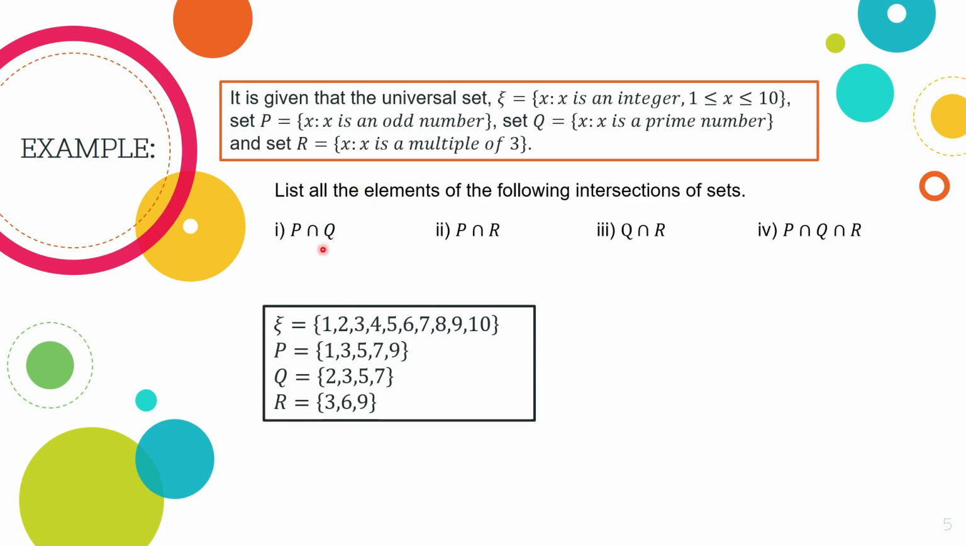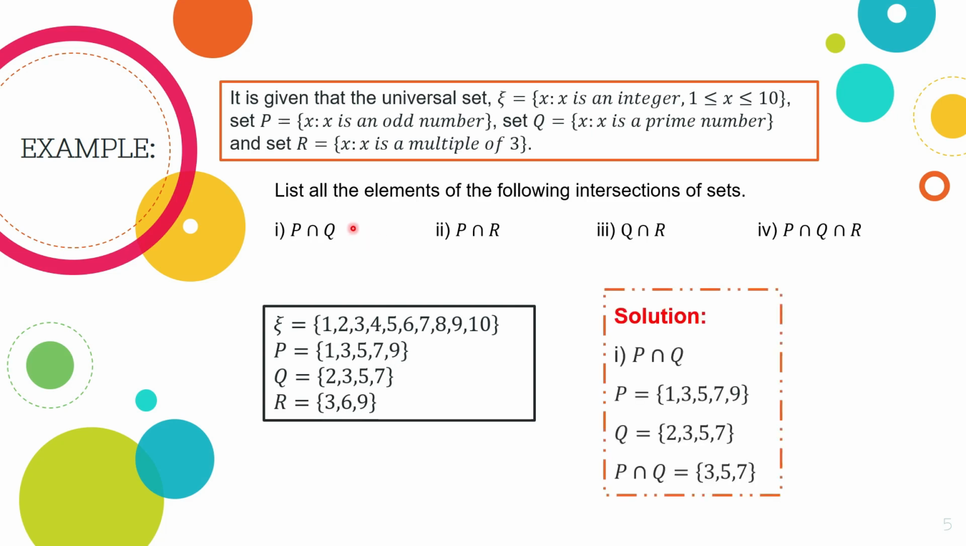P intersect Q. Okay, this is the question. P intersect Q. How we solve this question is, first we list down the elements of the sets. Okay, P intersect Q. The elements of set P are 1, 3, 5, 7, 9. Meanwhile, the elements of set Q are 2, 3, 5, 7.